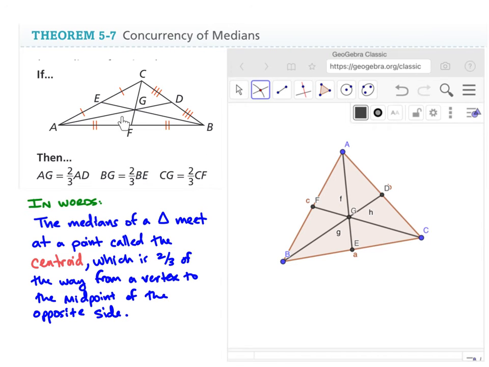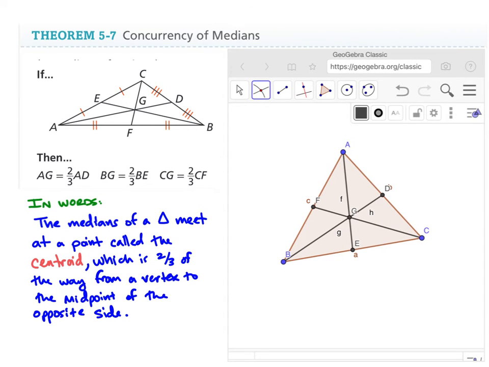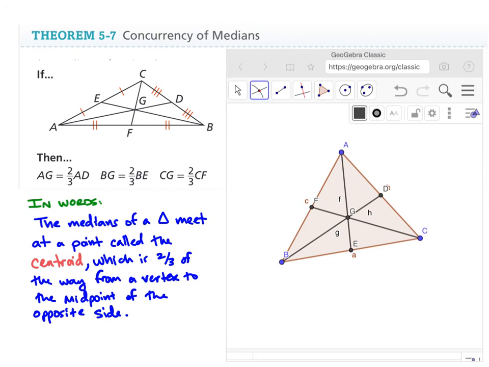Actually, this looks a lot like what we have up here. Right? Now, if I measure the distance from G to D, let's measure that distance real quick. I'm going to grab my measurement tool here. It doesn't want me to do that. There we go. Okay, I'm going to measure the distance from G to D.